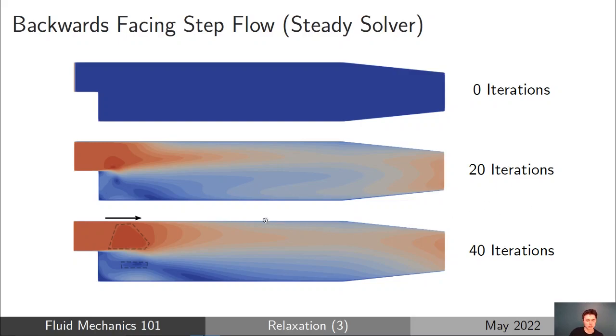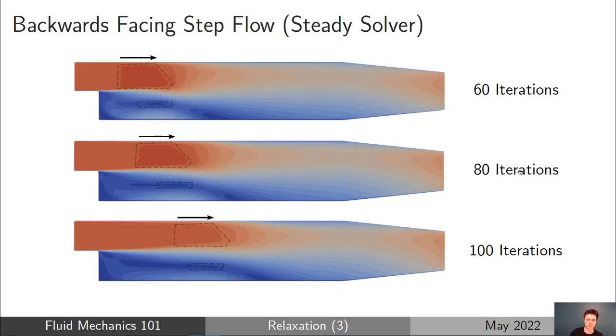Now if we move to 40 iterations, we can actually just start to look at the flow field and observe how it develops as we go through the steady state solver. And you can do a similar thing with your simulations as well. If you're running a steady state solution, try saving the solution after a few iterations and then a few more iterations, and just look and observe how that flow field evolves as you carry out iterations of the solver.